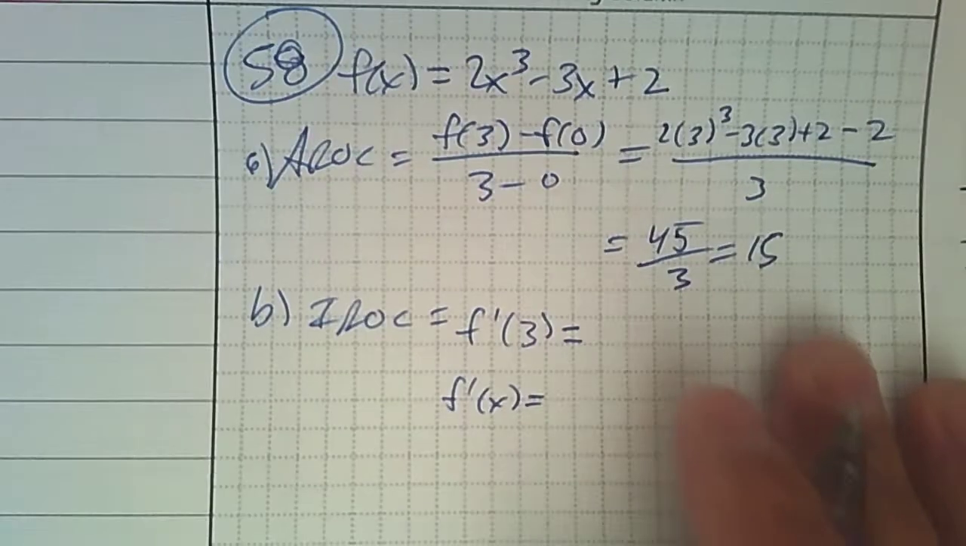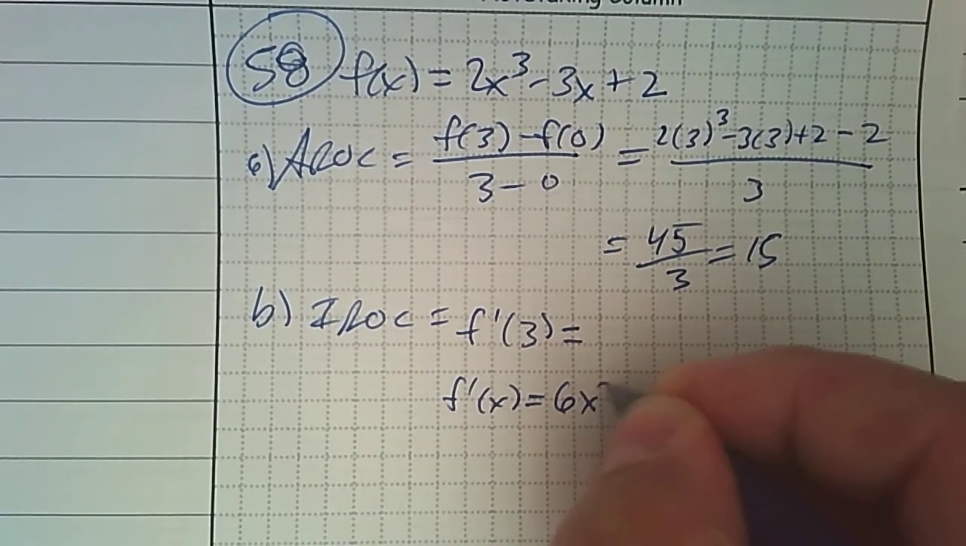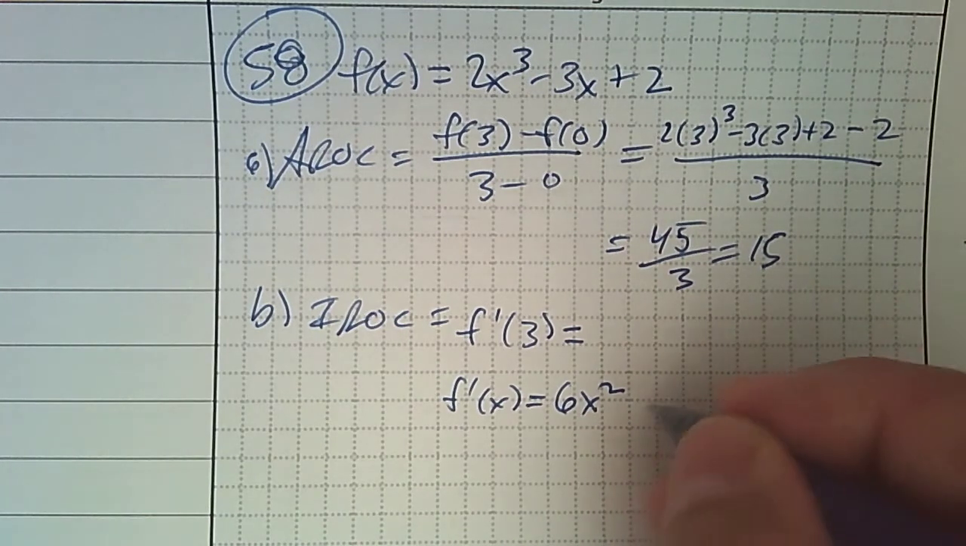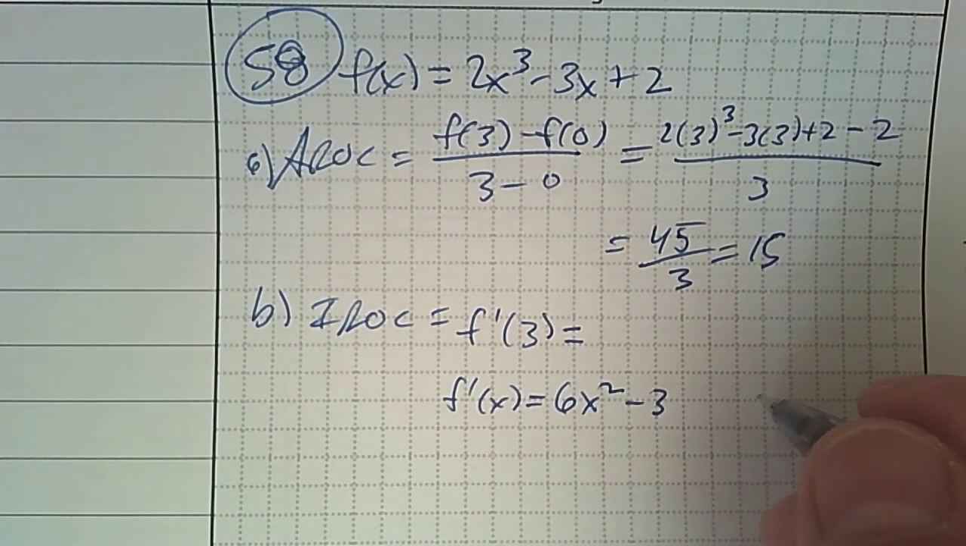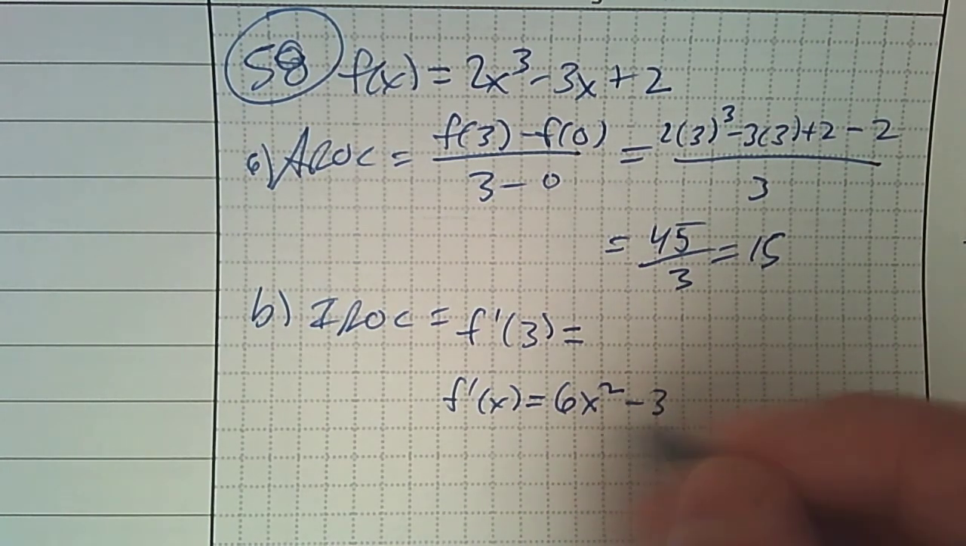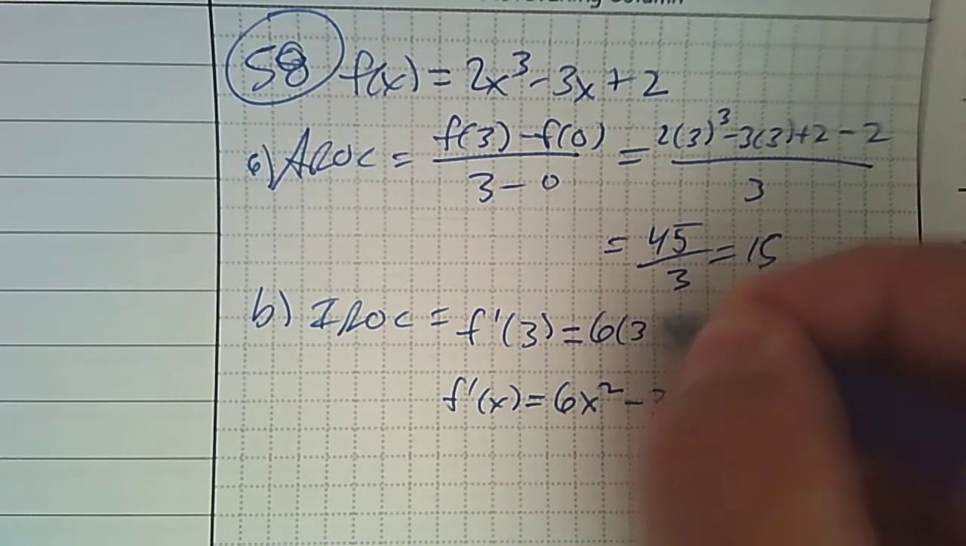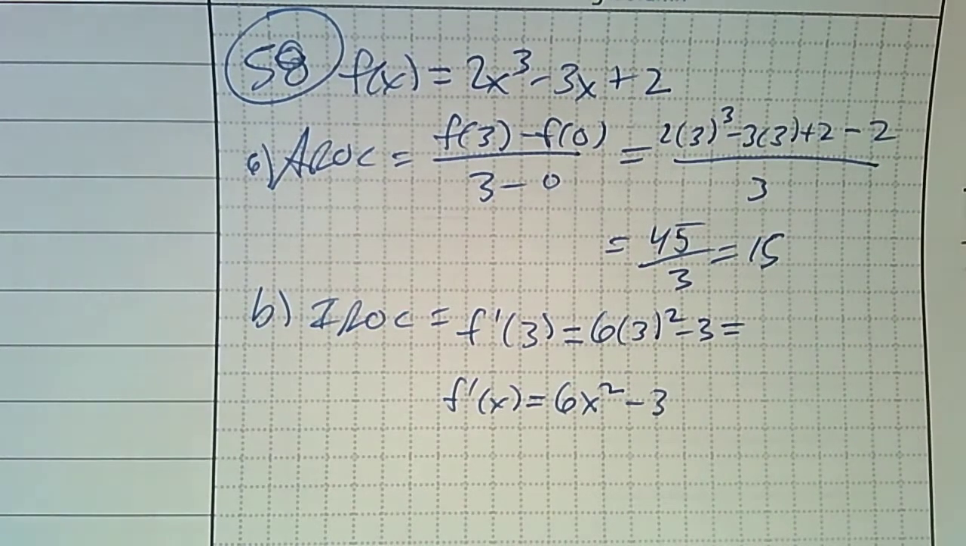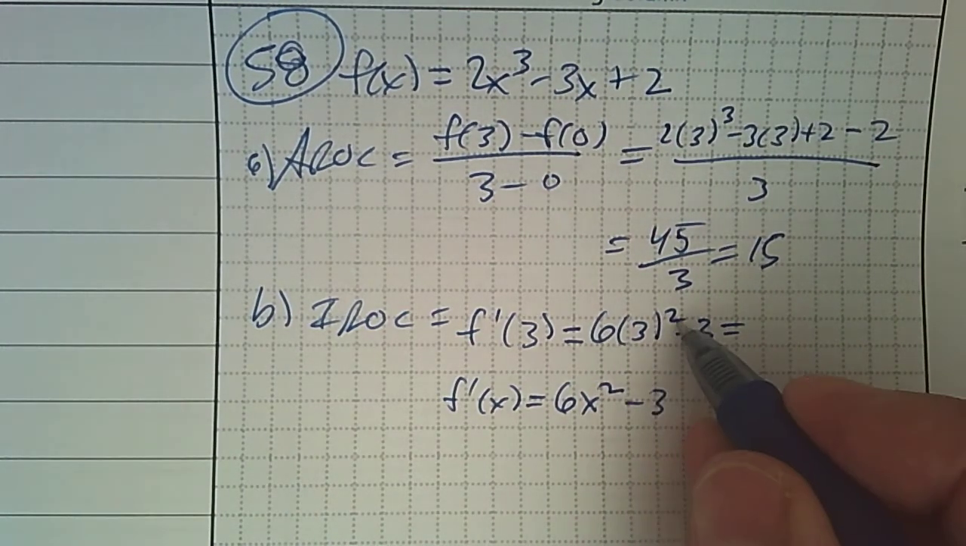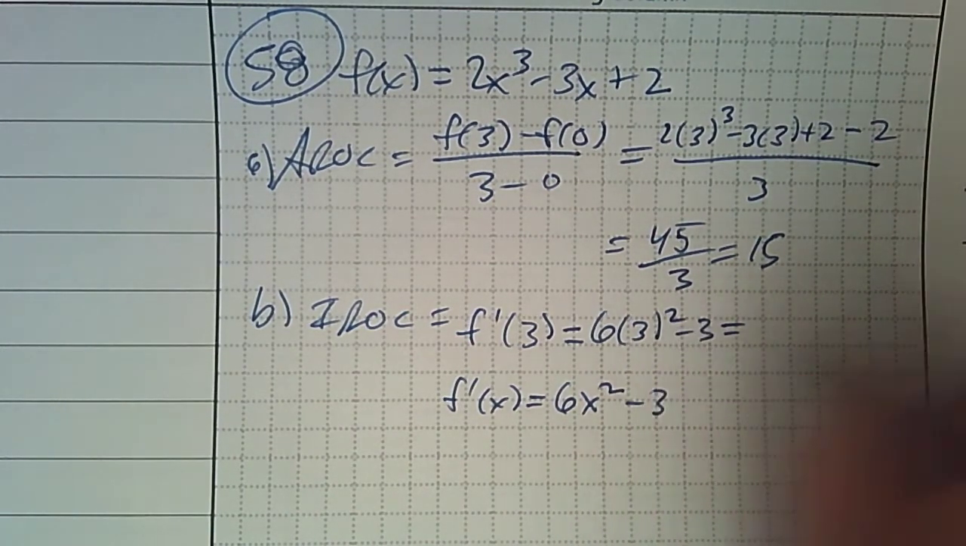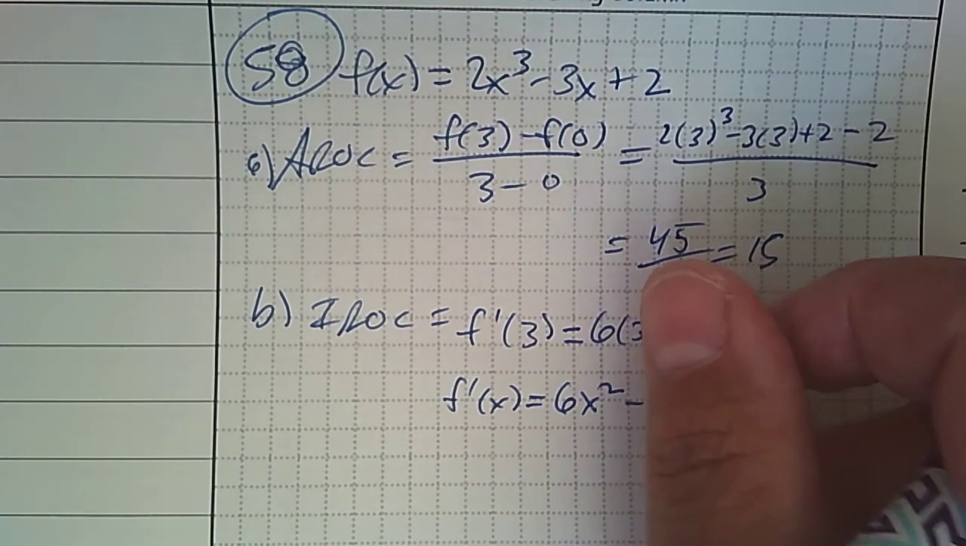So the derivative, underneath I'll write down what the derivative is. The derivative of f of x would be 3 times 2, which is 6, subtract 1 from the exponent. The derivative of negative 3x is negative 3. And then the derivative of 2 is 0. So there's your derivative. Then plug 3 in for x, and then solve it. So 6 times 9 is 54. Take away 3, that's 51. Done.